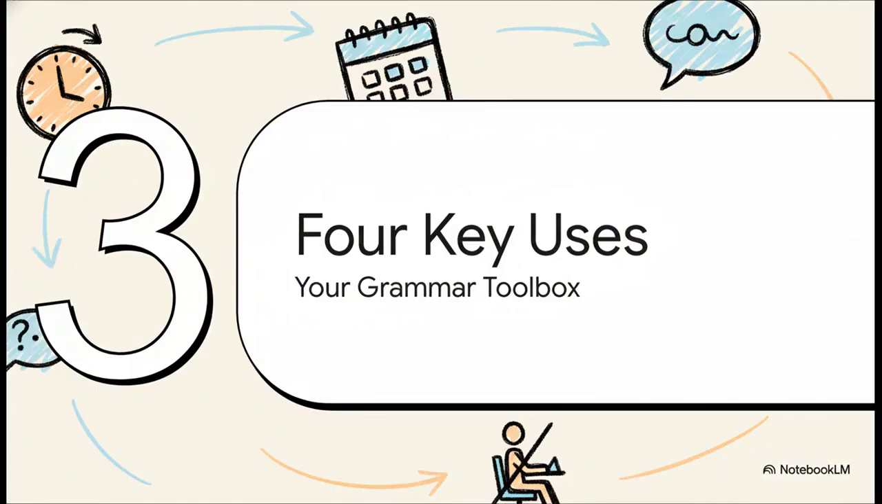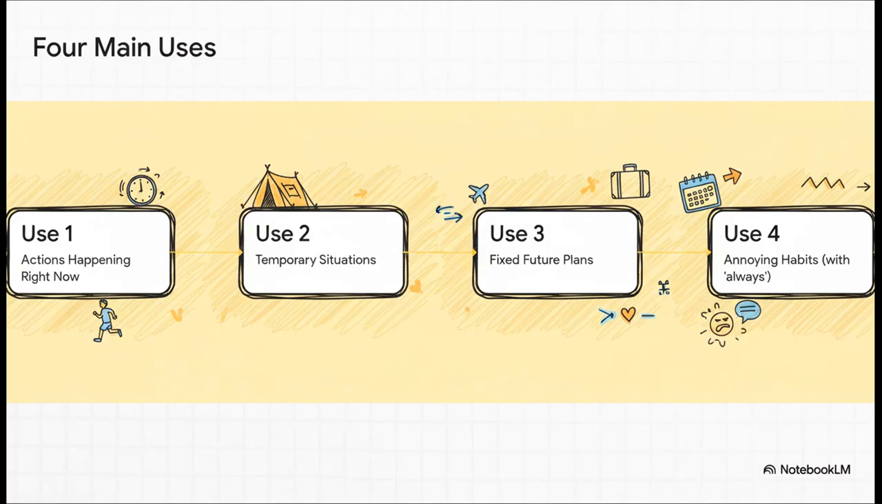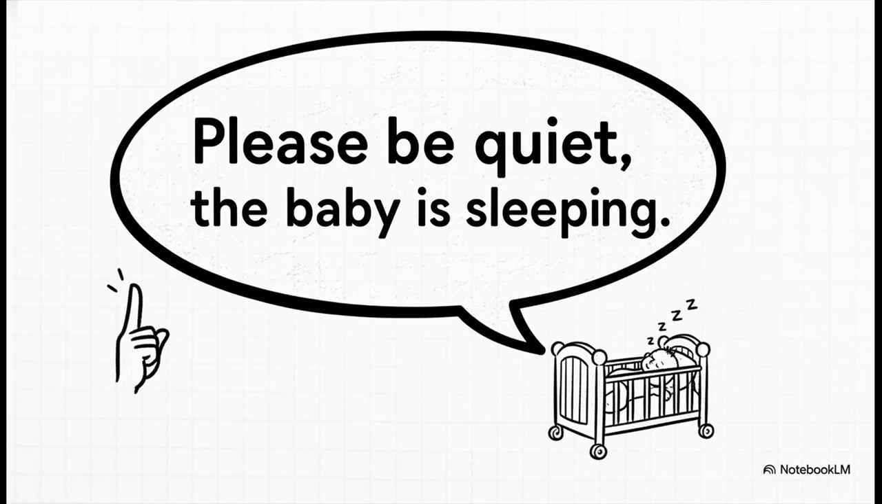All right, so now we know how to build it. The next big question is, when do we use it? I want you to think of the present continuous like a multi-tool. It's got four main jobs that it does absolutely perfectly. So we're going to walk through these four key uses one by one. We've got actions happening right this second, temporary situations, fixed plans for the future, and my personal favorite, complaining about annoying habits.